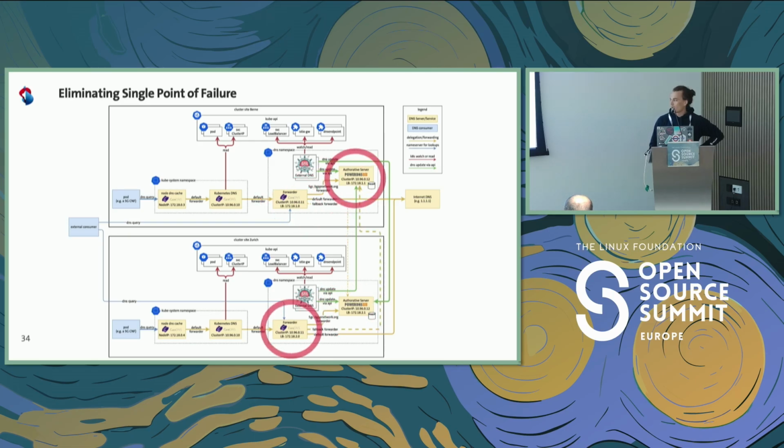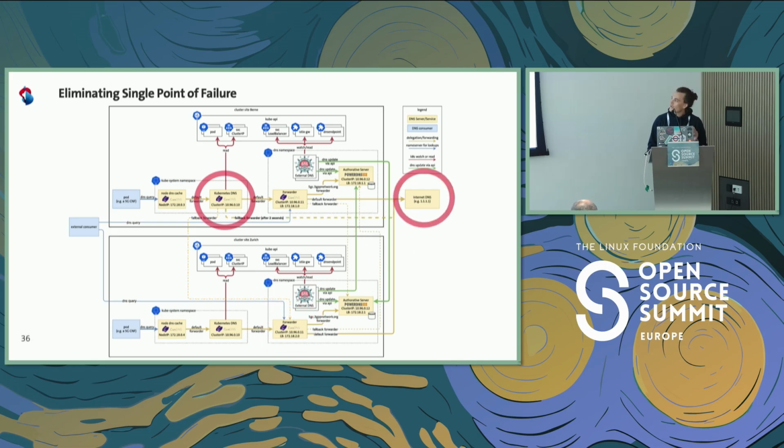We will do this the other way around as well. So the forwarder in Zurich will call the PowerDNS in Bern if the one in Zurich is not available. So now we remove the single point of failure of the PowerDNS. There could still be an issue with our forwarder. So that's why we also add a fallback to the Kubernetes DNS, where we call the forwarder of the other cluster. And we also add a fallback to the internet.